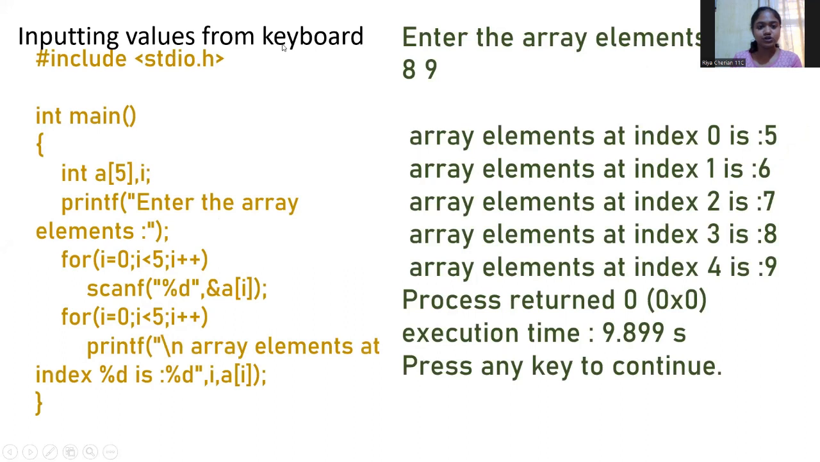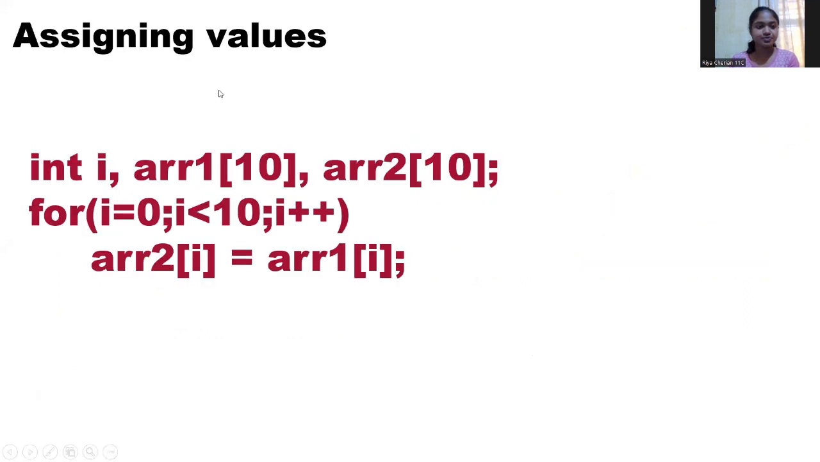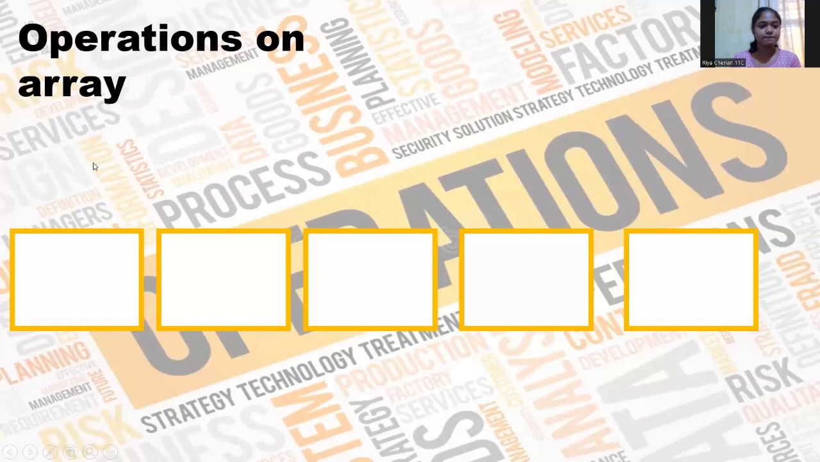This is inputting values from the keyboard. Here the values are given and this is the output corresponding to it. Assigning values. Here i is equal to 0, i is less than 10, and it is incremented, and array 2 is equal to array 1. This is a program to assign values.